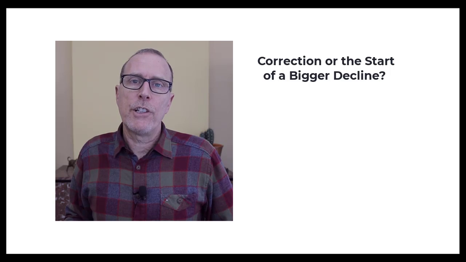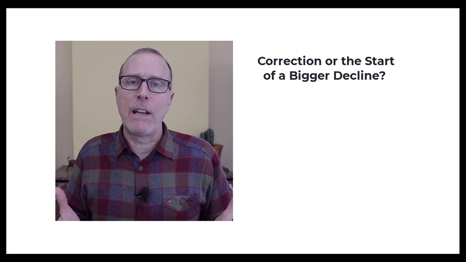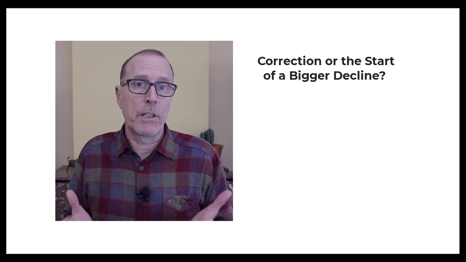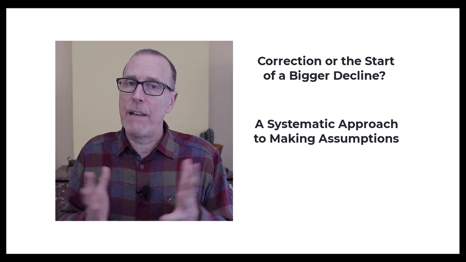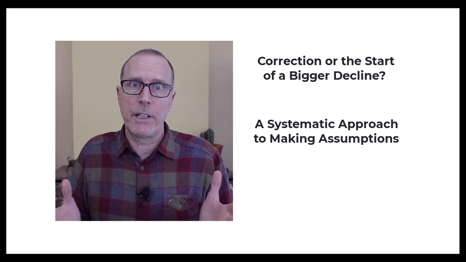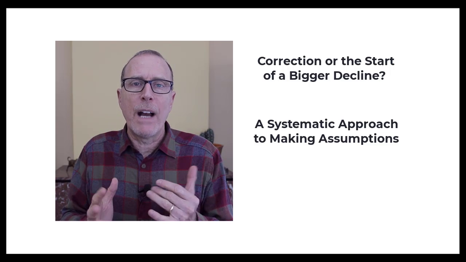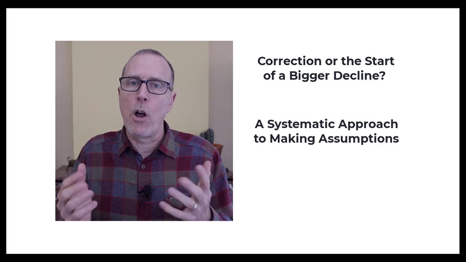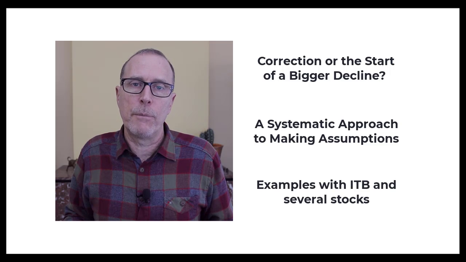So today I want to show you a systematic approach to identifying when a pullback becomes something more. In other words, a pullback turns into a long-term downtrend. Now, this is not a foolproof approach. There's no such thing as a foolproof approach, but I just want to give you a systematic approach to doing this. We're going to look at some long-term trend indicators that I use to define the longer-term trend.